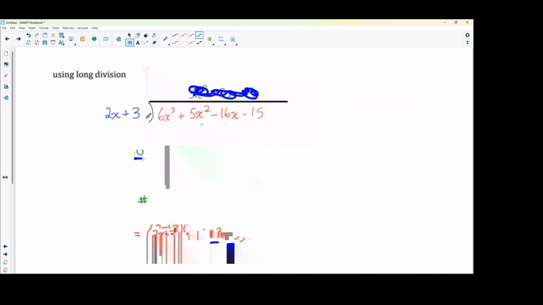So in this case, we have 6x cubed, 2x. We're going to multiply this by 3x squared, because 3x squared times 2x is 6x cubed. And then 3x squared times 3 is 9x squared. And remember, we're subtracting these values, so this becomes 0. 5 minus 9 is -4x squared.